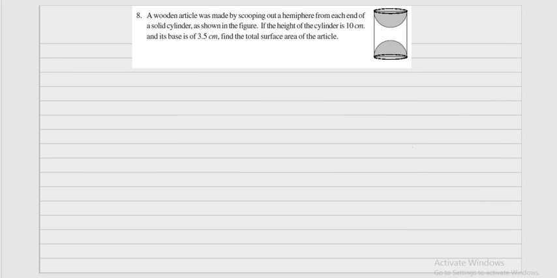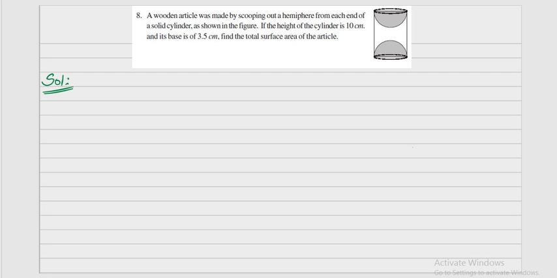Next, moving on to question number 8. So this is nothing but same model as the previous one. Okay, so there in a cube we have removed one hemispherical surface. Here we are going to have 2 hemispherical surfaces. So 2 hemispheres we need to remove from a cylinder. Right, so first of all, writing down, so what are the things?